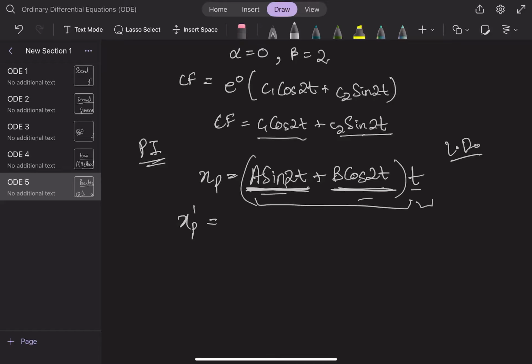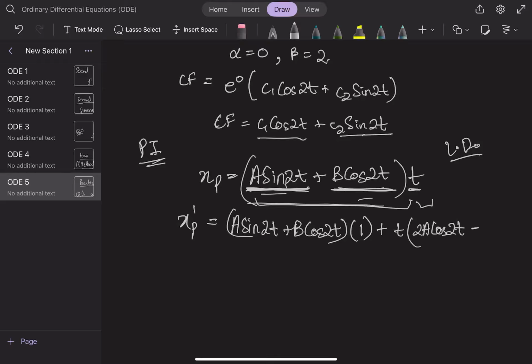In product rule, first you're going to ignore the first term and you're going to differentiate the second term. So differentiation of t is 1, plus you're going to ignore the second term and you're going to differentiate the first term. So A sin 2t becomes 2A cos 2t and B cos 2t becomes minus 2B sin 2t.